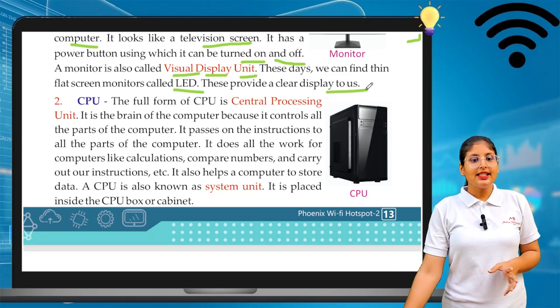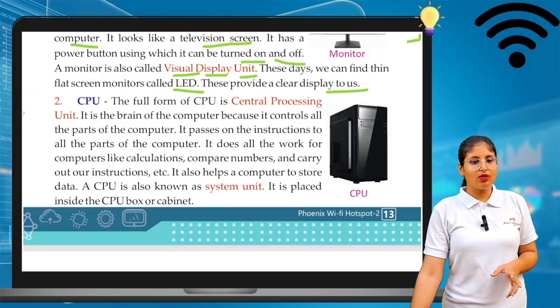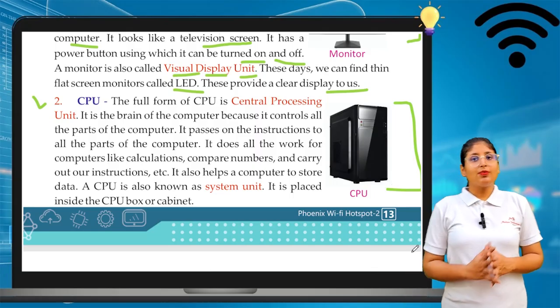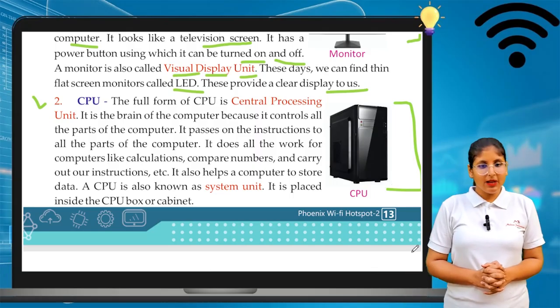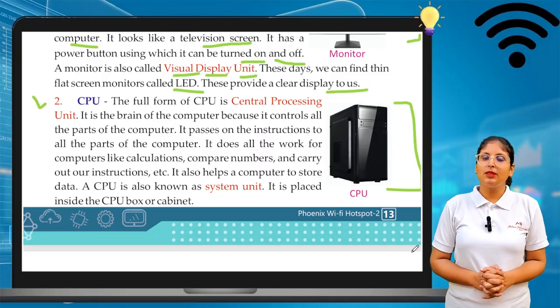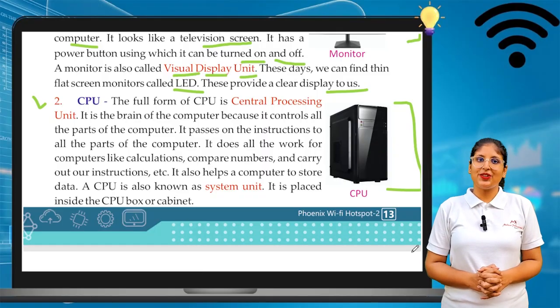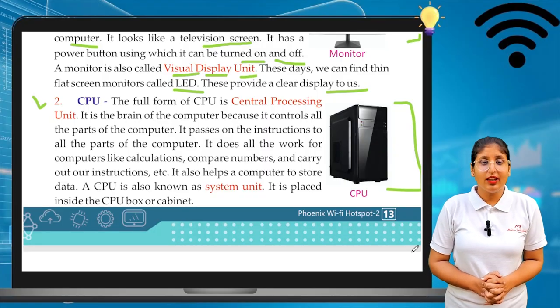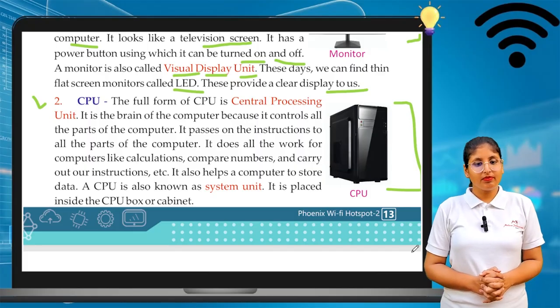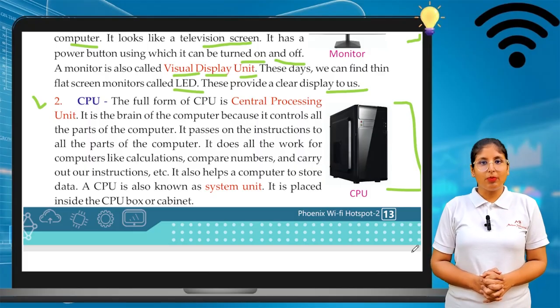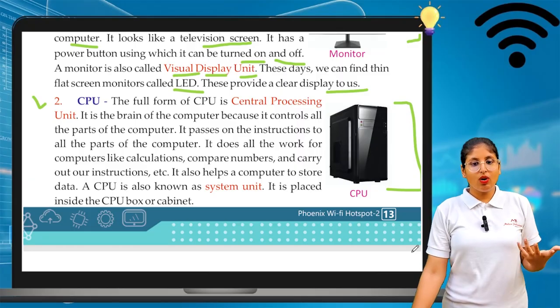Next is the CPU. The CPU looks like this. In your computer labs we can see the CPU. The full form of CPU is Central Processing Unit. This full form is very important. It is the brain of a computer because it controls all the parts of the computer. We can call the CPU the computer brain.